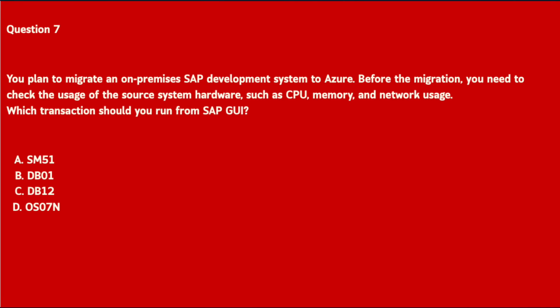Question 7. You plan to migrate an on-premises SAP development system to Azure. Before the migration, you need to check the usage of the source system hardware such as CPU, memory, and network usage. Which transaction should you run from SAP GUI? The correct answer is OS07N. OS07N signifies Remote Operating System Activity. This is used to check the usage of source system hardware. It runs the monitoring on operating system programs.